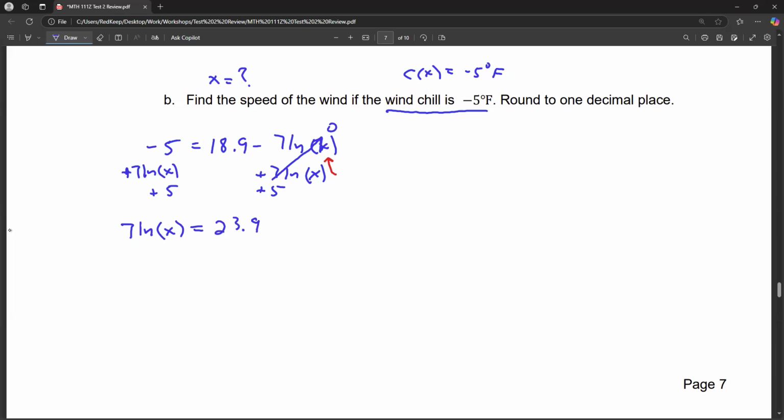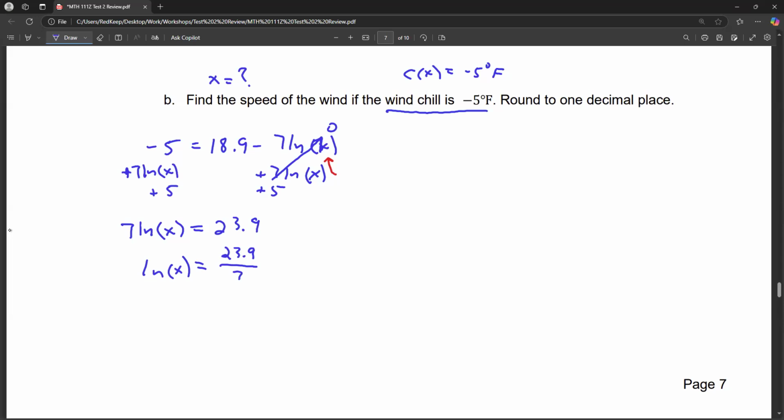Okay, and so now I'm dividing because I need to get my natural log of x by itself. I'm thinking about switching over to exponential form, so it'd be advantageous to get the natural log by itself on one side. So dividing the left side by 7, 7 over 7 will just be equal to 1. And then 23.9 divided by 7 is what I'll have on this other side for now.